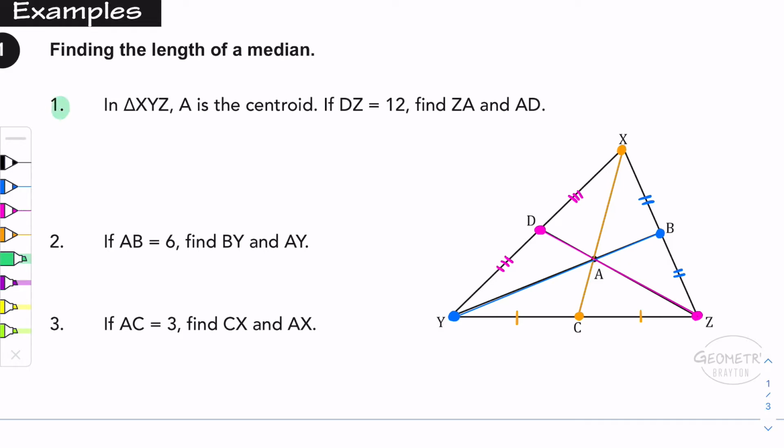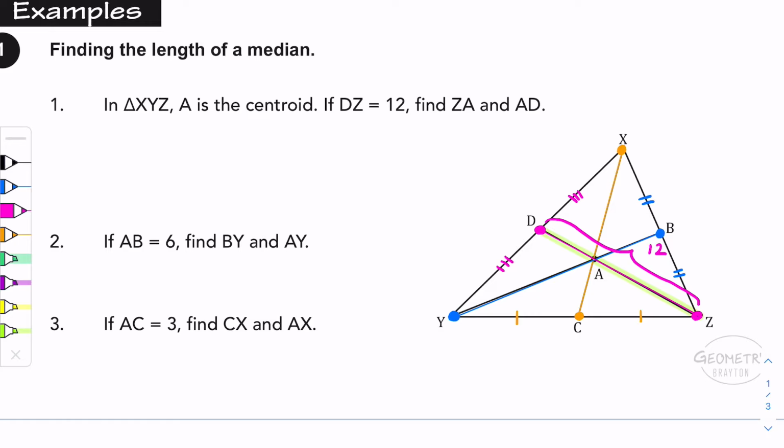Now starting with number 1, it says in triangle XYZ, A is the centroid, meaning this point is the center that you could balance the triangle perfectly on your pencil. If DZ is equal to 12, then we're looking to find the length of ZA and AD. So DZ is this entire length here, and I know there's a lot of lines on the graph, but I'm going to label this entire length as 12.